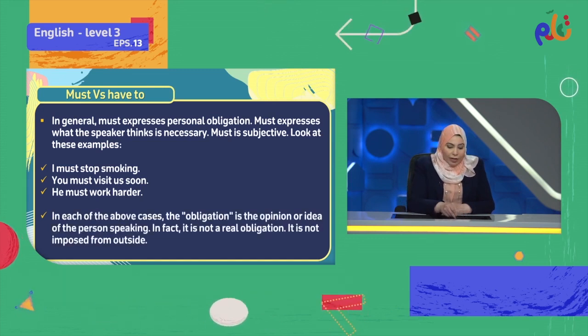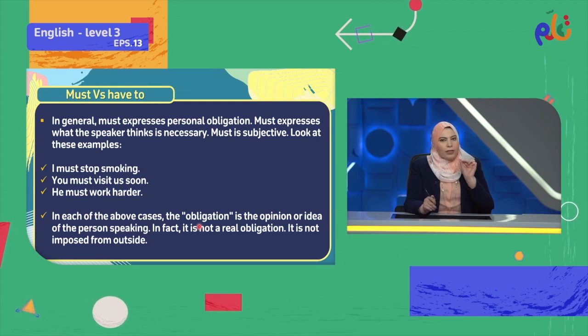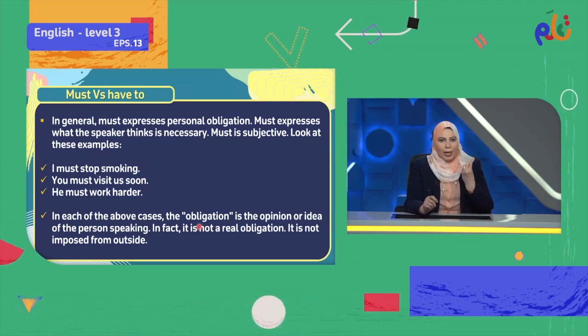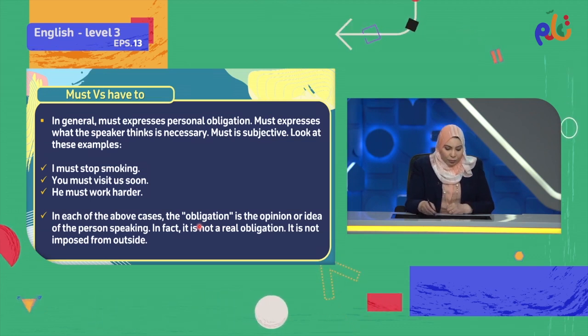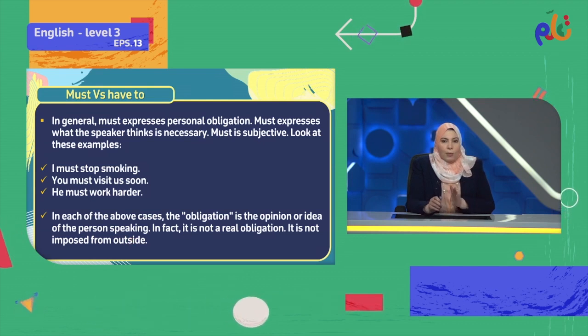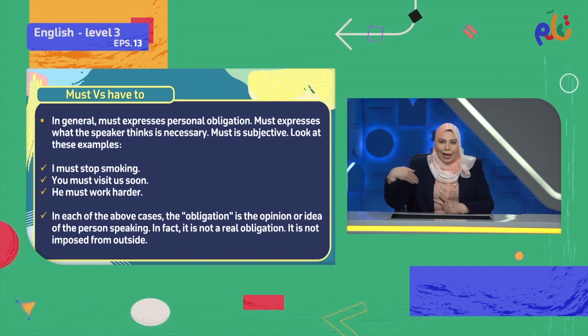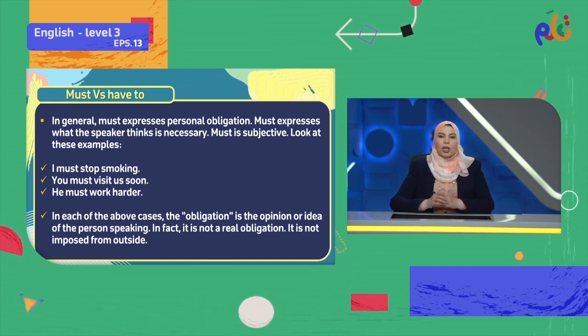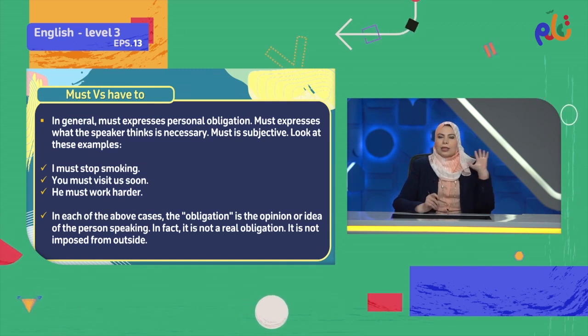So in each of the above, the obligation is the opinion or idea of the person speaking. So this is my opinion. That's why we said it's subjective. So it's not imposed from outside. It's not an external obligation. مش حاجة rule أو حد بلغني بيها أو حد حط عليا force. So must is the personal opinion about the important things in life.